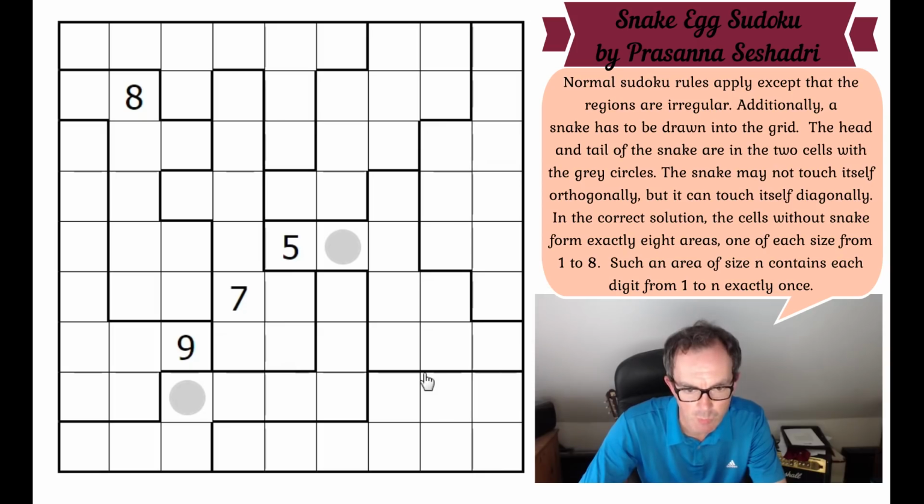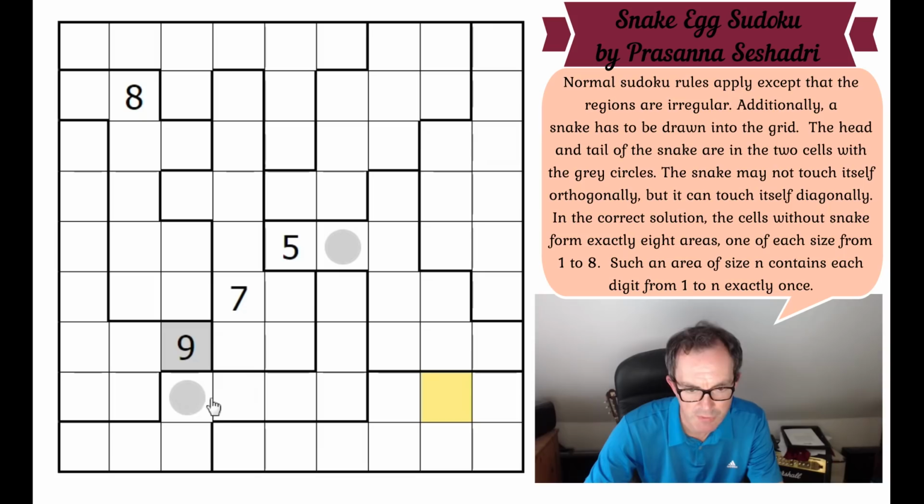Now, we can start this puzzle actually immediately by considering this cell. And I remember this from Phistomefel's puzzle. If we think about it, the regions that are not snake have a maximum size of 8. So that region of size 8 would contain all of the digits from 1 to 8. It would not contain a 9. Therefore, all 9s in this puzzle are on the snake. So this has to be on the snake, so we can turn it grey.